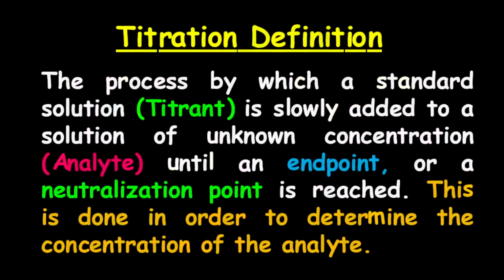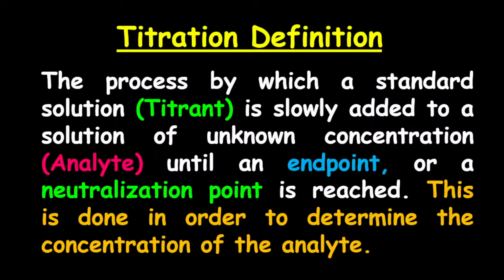Titration can be defined as the process by which a standard solution, which is the titrant, is slowly added to a solution of unknown concentration, which is the analyte, until an endpoint or a neutralization point is reached. This is done in order to determine the concentration of the analyte.